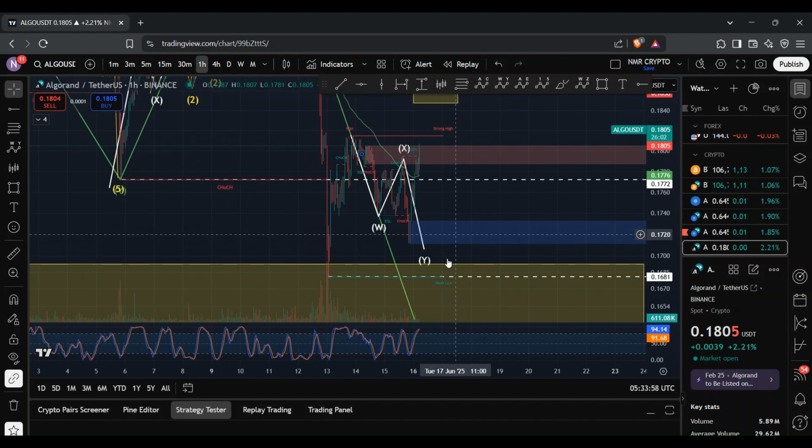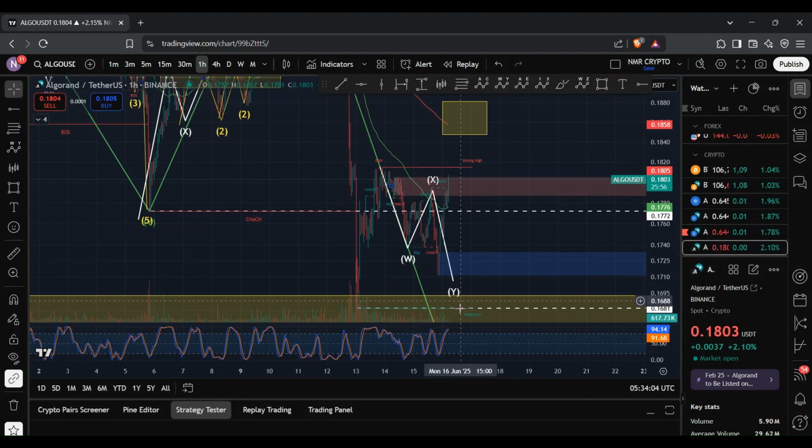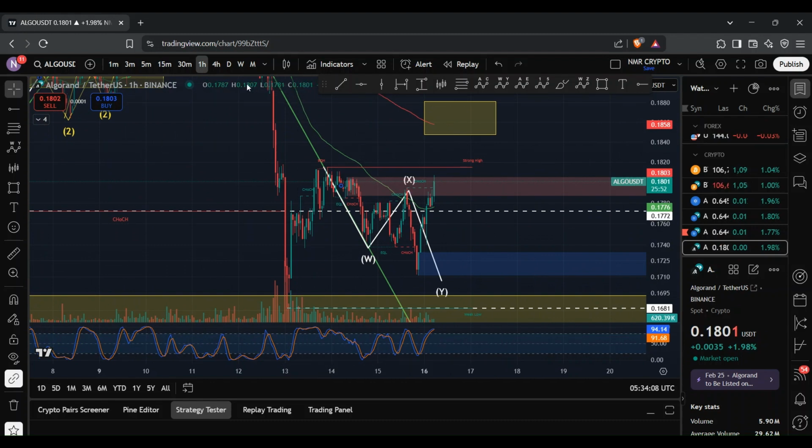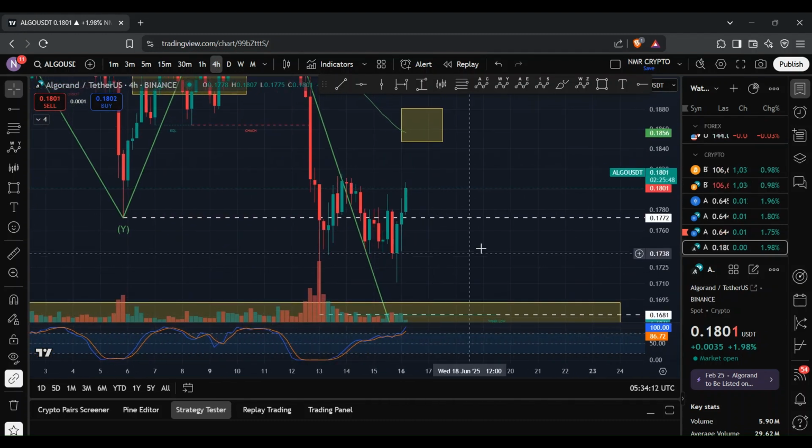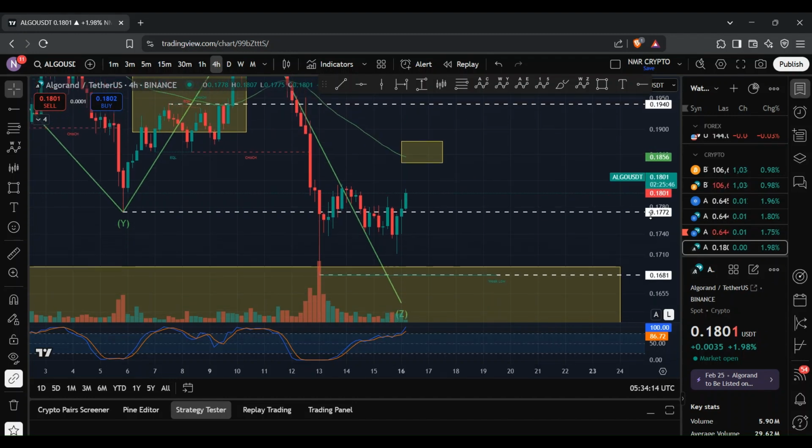Now, one thing to note is that we are within the overbought conditions, and so the bears could slowly regain control of the market. But despite us being within overbought conditions, you can see that the bulls still have the momentum. And if I go in the 4-hour chart, what you can also see is we are within the overbought conditions also, and so again, the bears could slowly regain control of the market.